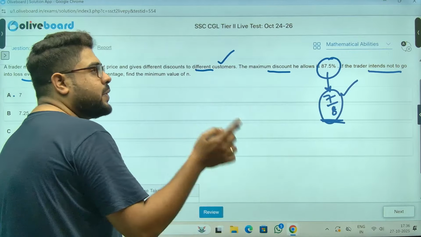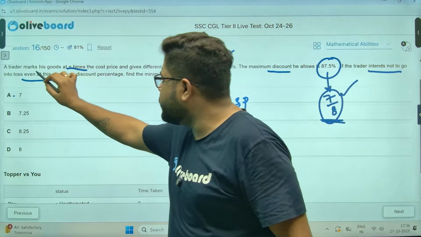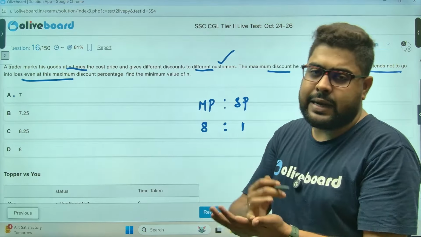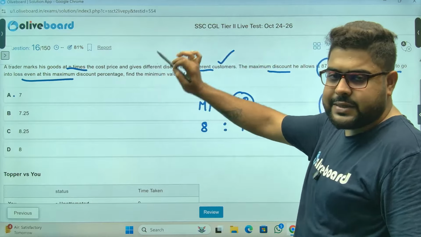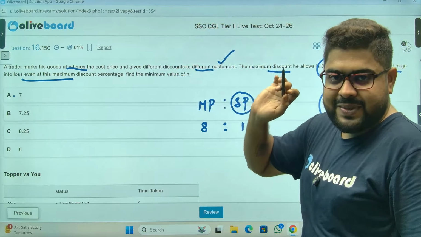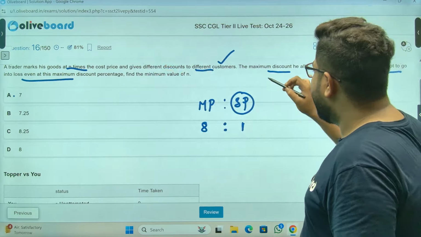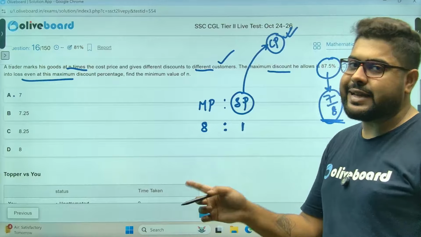Now, he does not wish to get into loss. This is the minimum criteria. He said, I don't want to get into loss. Anything other than that is okay. So that means the minimum he is willing to do is sell it at 0, 0. No profit, no loss. Meaning I am willing to make CP my SP itself. I am willing to sell products at CP.